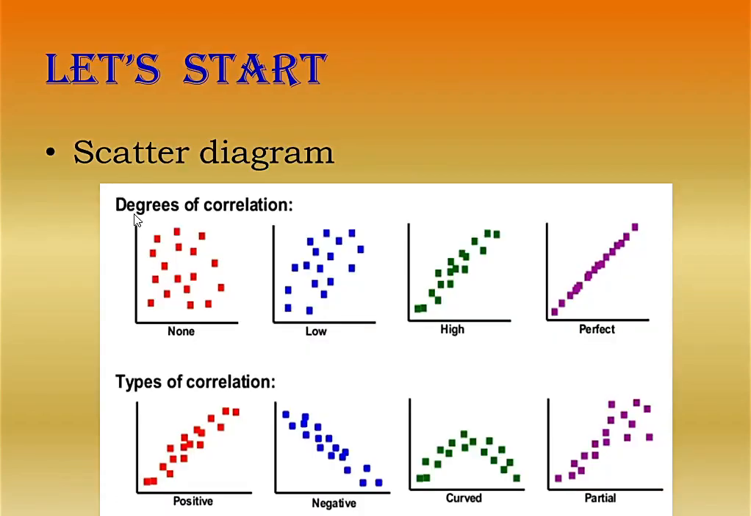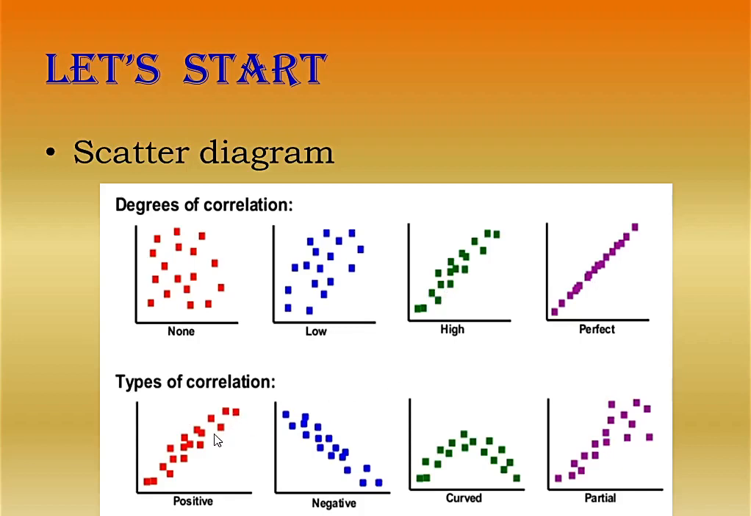Let's start. Scatter diagram. When the points are given to you in a scatter form, then there will be no correlation. When the points are a bit closer, then the correlation will be low correlation. When the points are closer to each other, there will be high correlation, and when points are overlapping, there will be perfect correlation. Types of correlations.